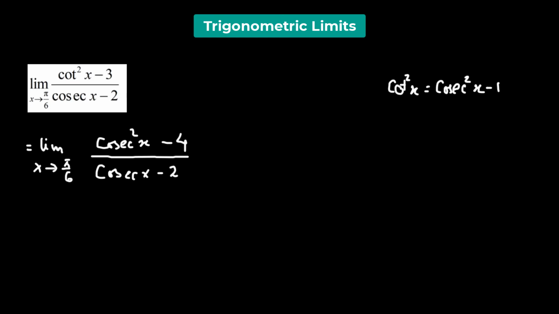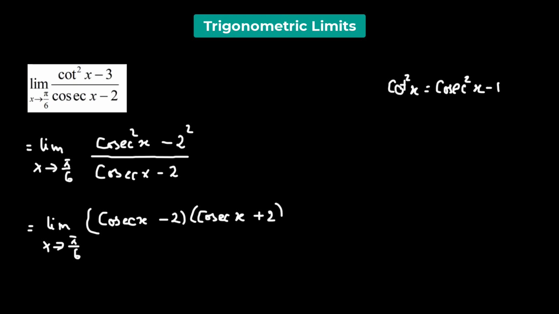Now we can also rewrite the 4. So 4 can be written as 2 squared, so that we have the identity a squared minus b squared in the numerator. So this is going to give us limit x tending to pi over 6, cosec of x minus 2 times cosec of x plus 2, divided by cosec of x minus 2.